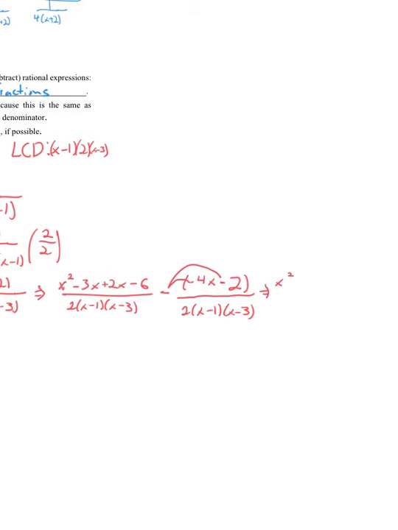We'll simplify now a little bit. x squared, right here, combining my like terms. I had a negative 3x and a positive 2x. That becomes a negative 1x. And on the other side, I distributed the negative. It's going to become a plus 4x plus 2. And that's all over the common denominator, 2 times x minus 1 times x minus 3.